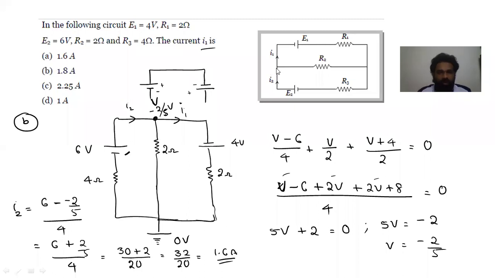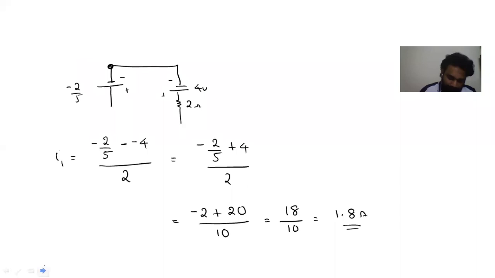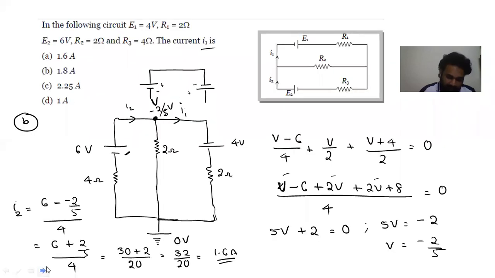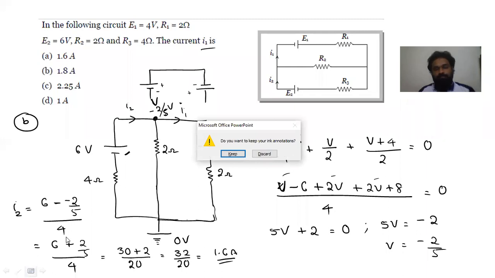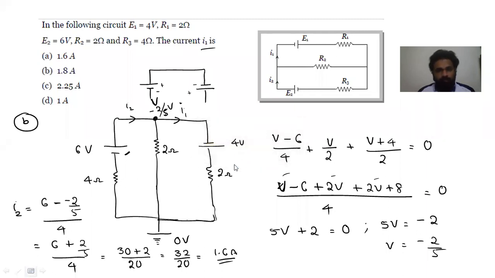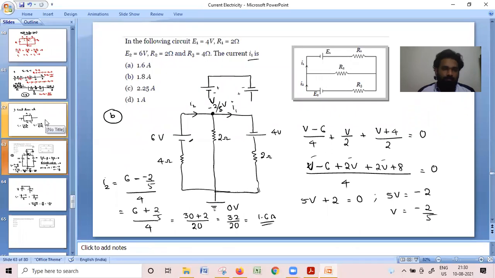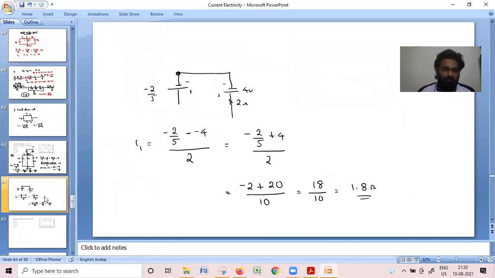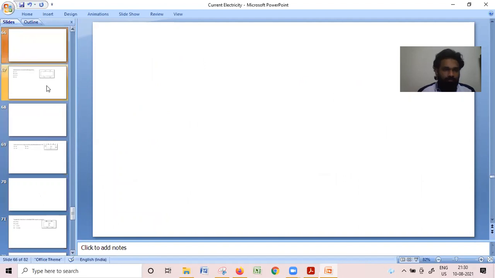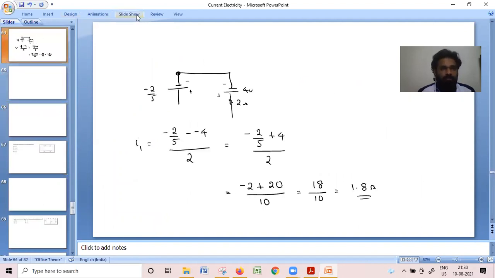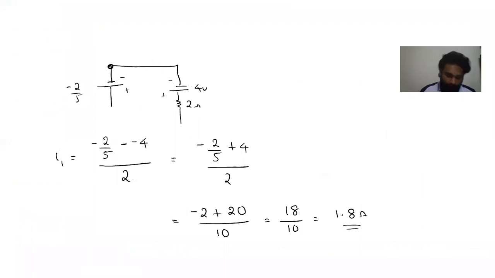Fine. Now, this we have done using which method? Nodal method. Shall we try using mesh also? Mesh analysis also we can try. Okay, so the same circuit we will redraw.